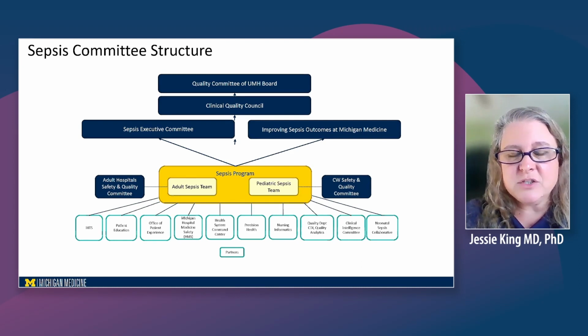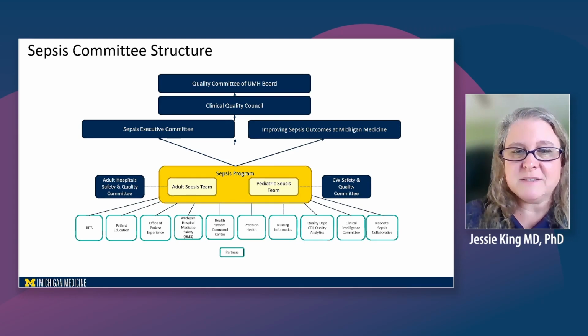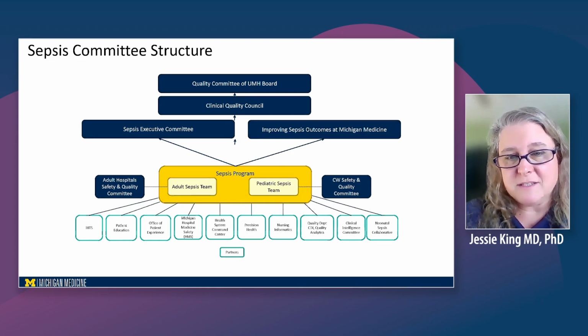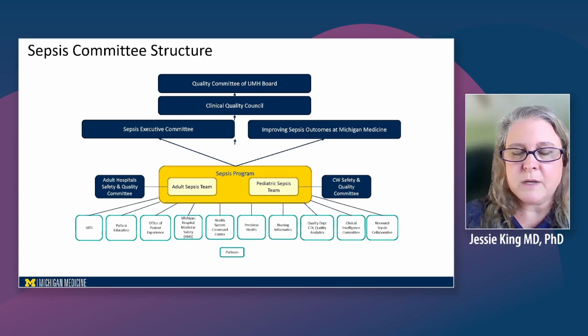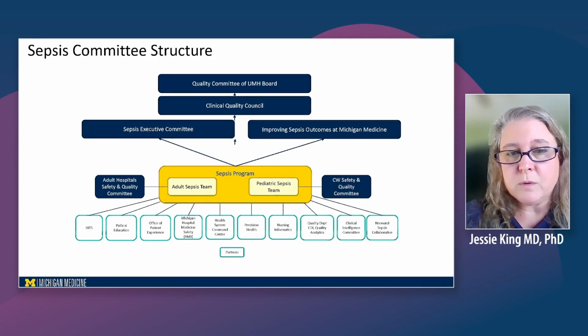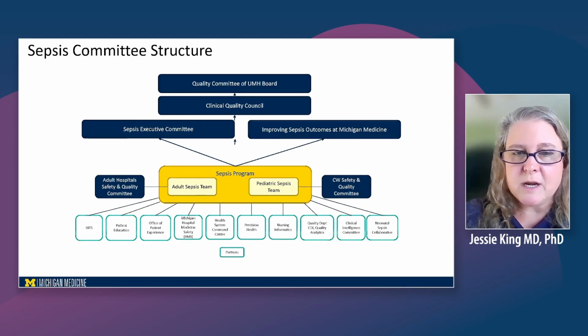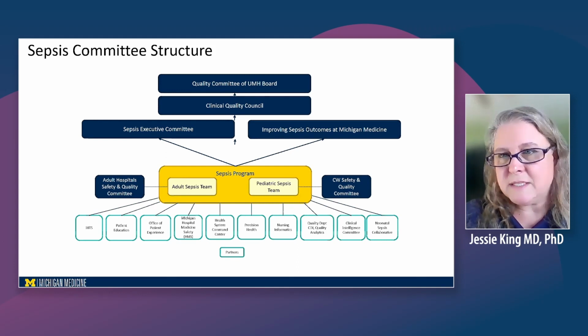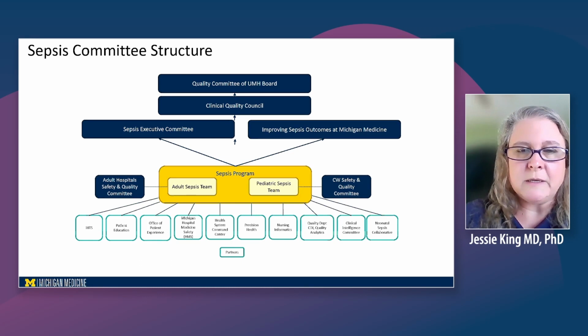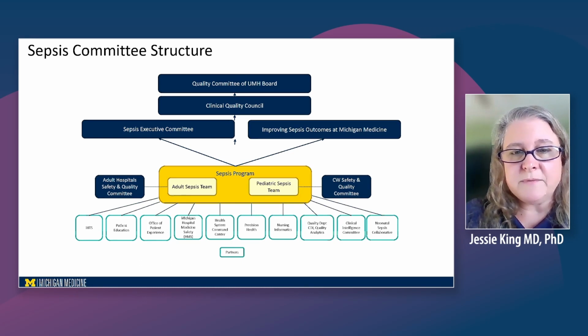And we have connections to and have sought out the expertise of various groups across the institution. So that includes the Office of Patient Experience, the Clinical Intelligence Committee (how do we make sure that our alerts are functioning appropriately?), the Health System Command Center, and outside organizations that support quality and safety, such as the Michigan Hospital Safety Consortium. We see ourselves as the synthesizers of the information, and we use that to develop our quality initiatives in order to improve our sepsis care.